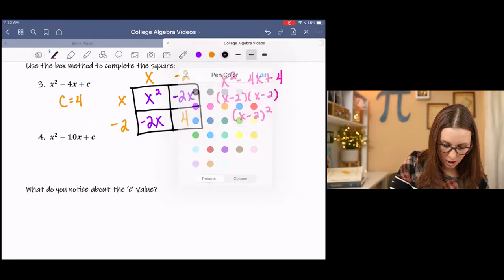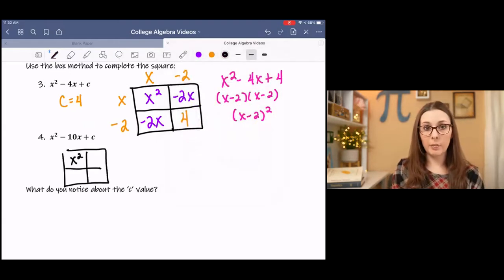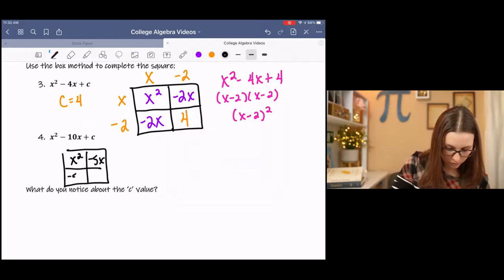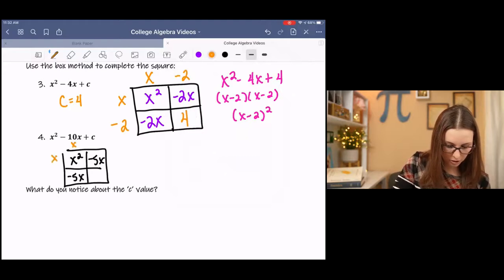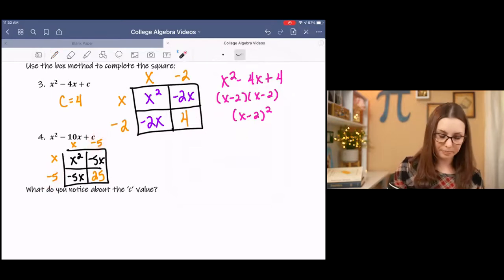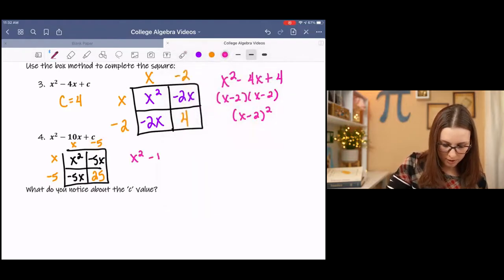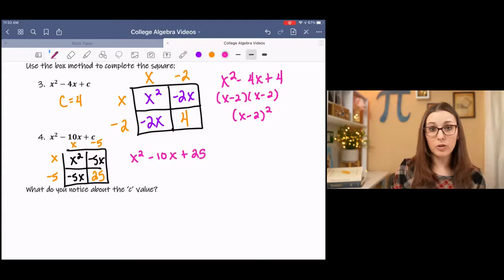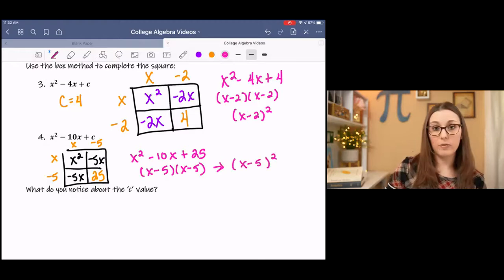We've got a box. We know that x squared is going to go here. We're going to break up -10x evenly. And then if we were to factor that, we would have an x here, an x here, a -5 here, a -5 here, and 25 would be our missing piece because of this times this. So my perfect square trinomial now is x squared minus 10x plus 25, which factors into x minus 5 times x minus 5, which simplifies to x minus 5 squared.